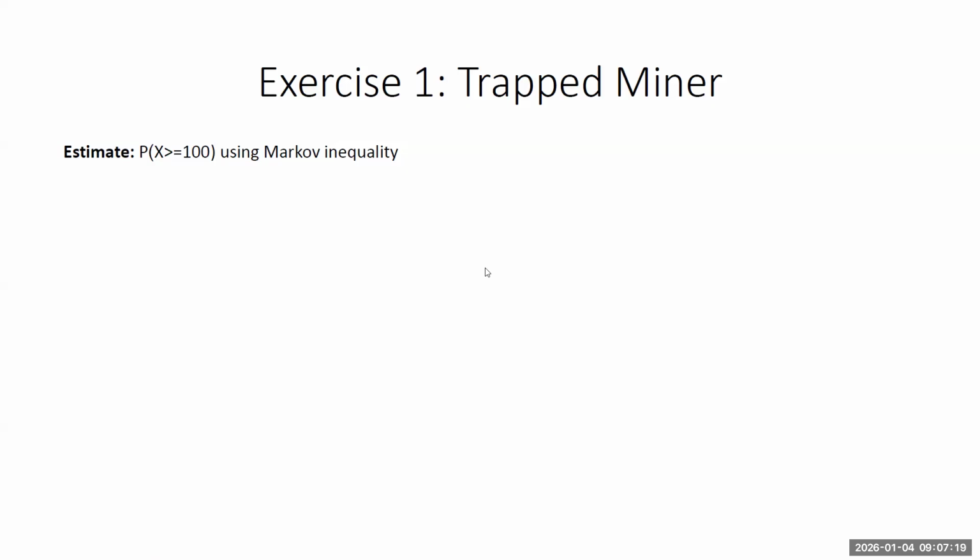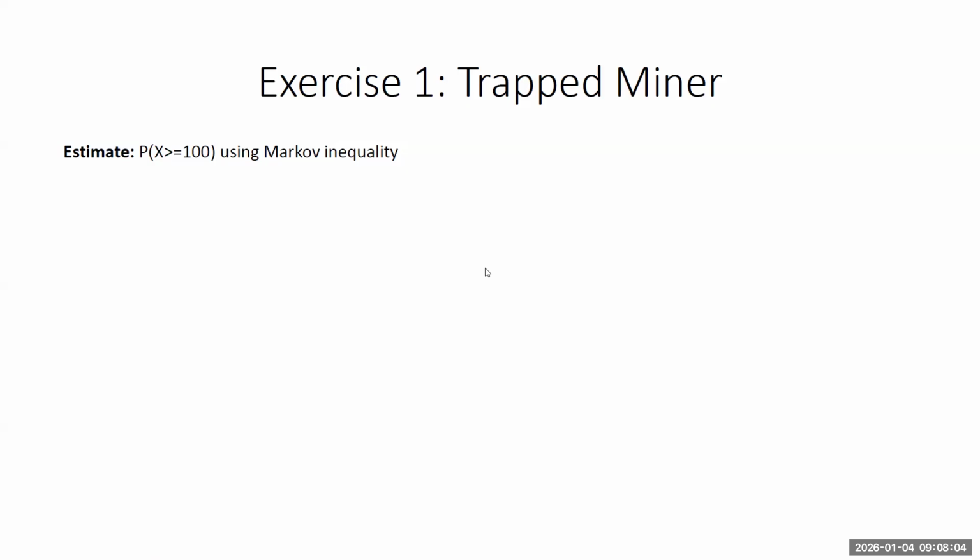One of the important simple inequalities is the Markov inequality. It tells us that if x is a non-negative random variable, then the probability that x is greater or equal to a times its expectation is less or equal to 1 divided by a. Very simple, very useful inequality. It's very quick, but it's useful.